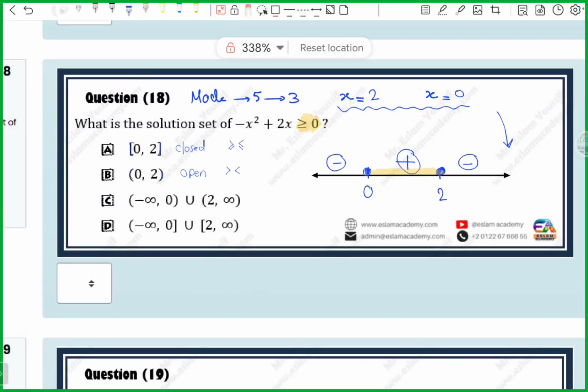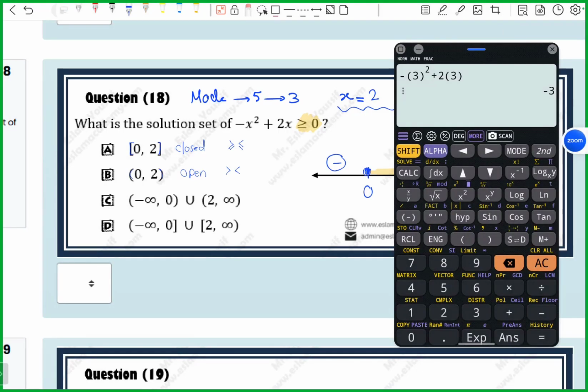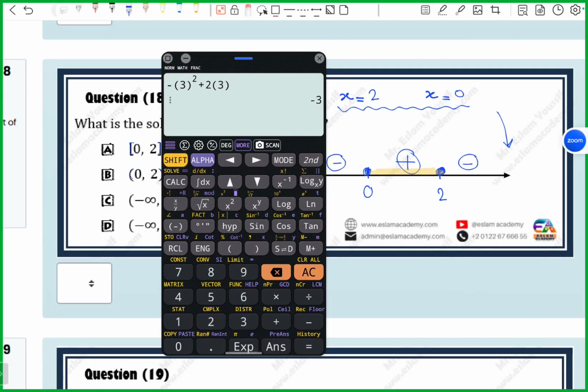On the number line, when we got the -3 answer, why did we put the negative after 2? Choose any number after 2. I chose 3. Look at the answer. What is the sign of the answer? -3. So I'm just looking for negative. The answer is negative. When we choose any number after 2, the answer will be negative. I'm just caring about the sign.